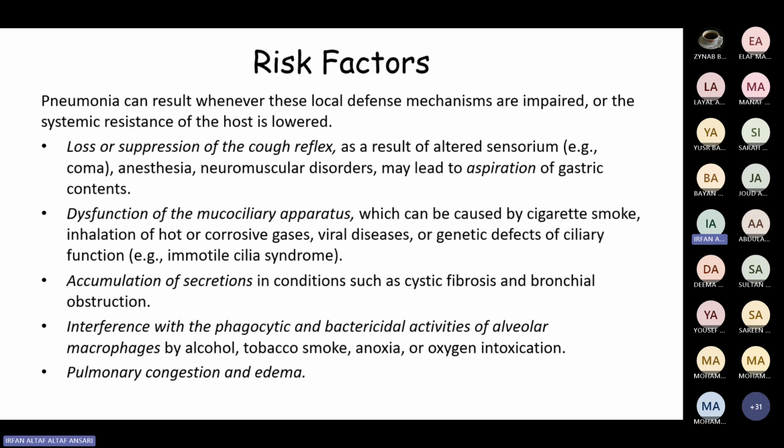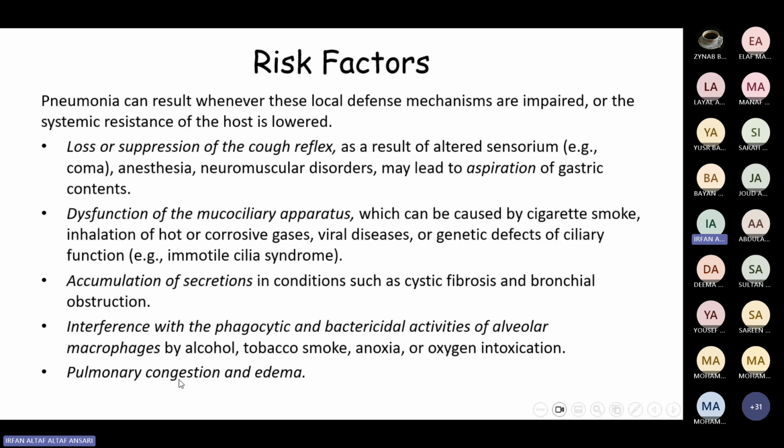Then systemic defense mechanisms, like interference with the phagocytosis and bactericidal activities of the alveolar macrophages. How can it happen? It can happen with alcoholism, smoking, hypoxia, oxygen intoxication. So these alveolar macrophages will not function, so they will not kill the bacteria or viruses in the lung. So there are high chances of bacteria and viruses to grow because the phagocytic mechanism is not working properly.